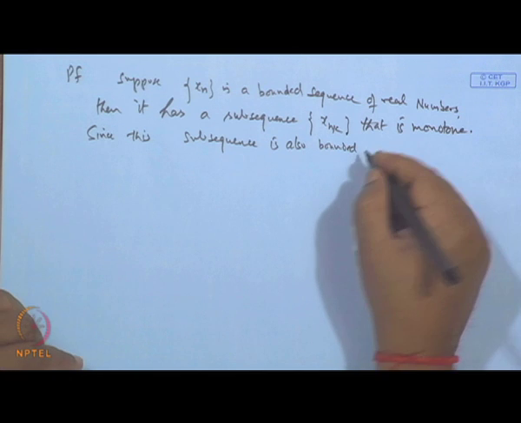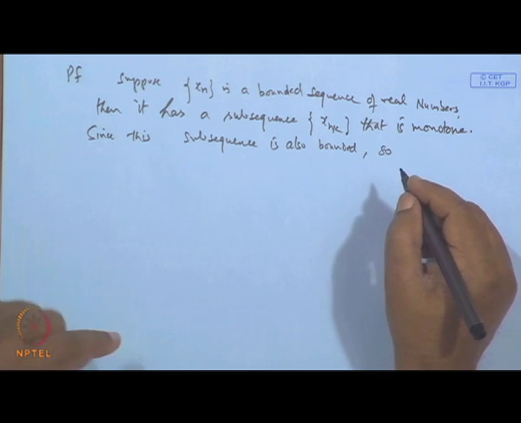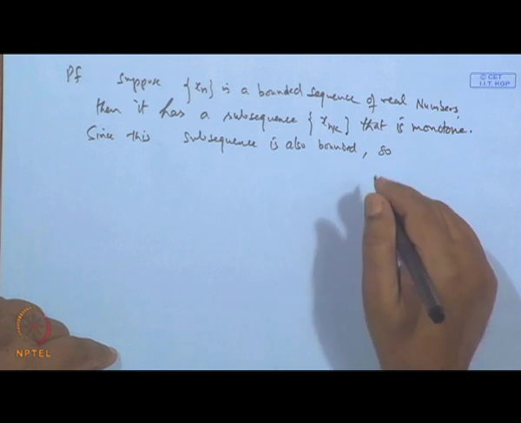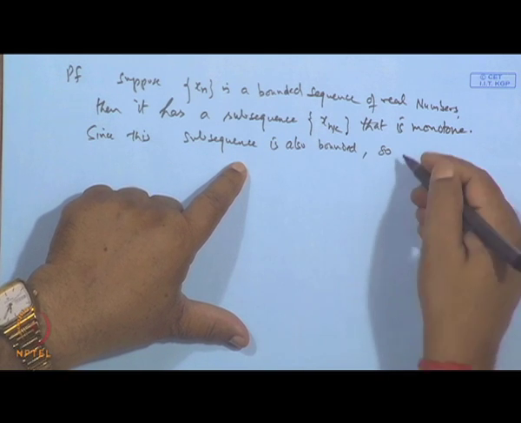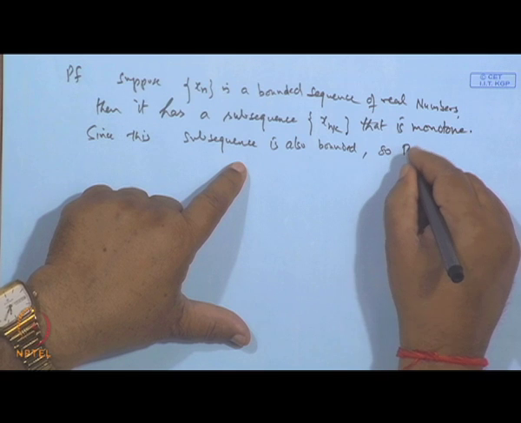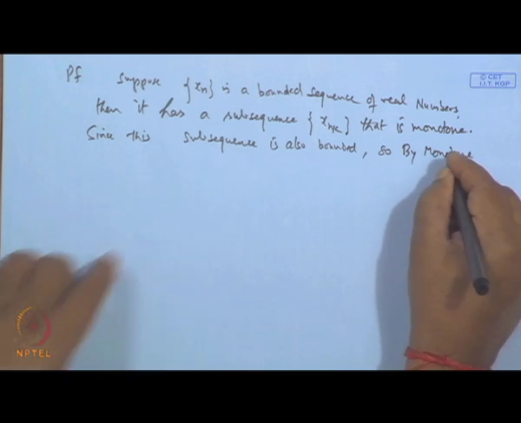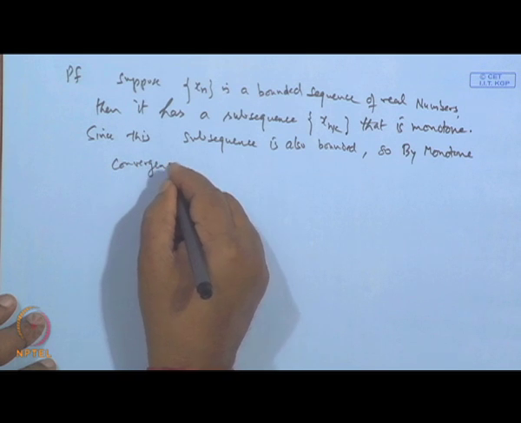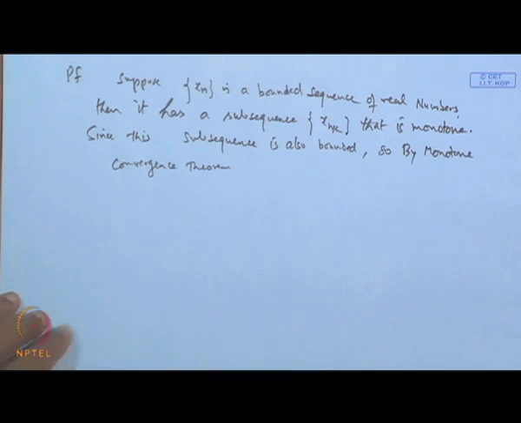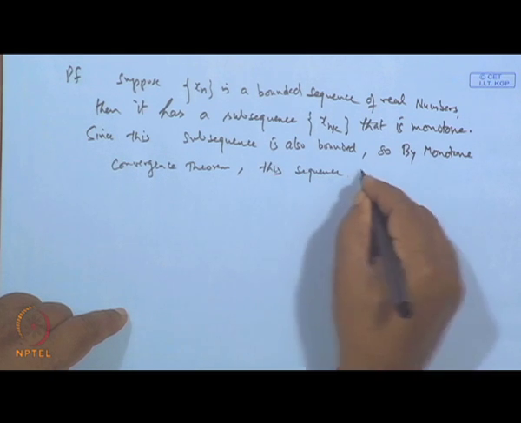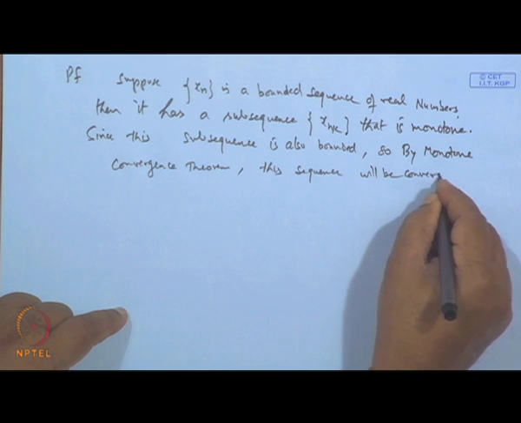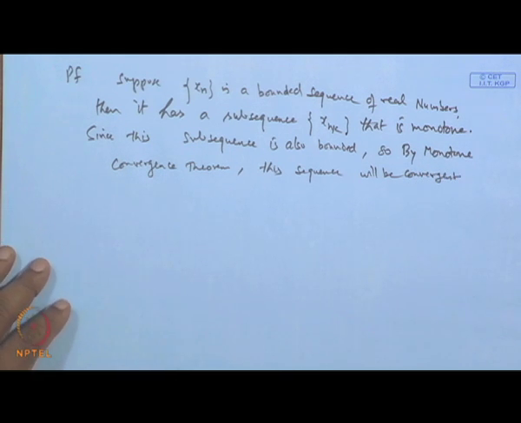So, this is a subsequence which is monotone and bounded. By the monotone convergence theorem, which says that a sequence which is monotone and bounded above or below must be convergent, this sequence will be convergent. So, this proves that a bounded sequence of real numbers has a convergent subsequence, that proves the result.